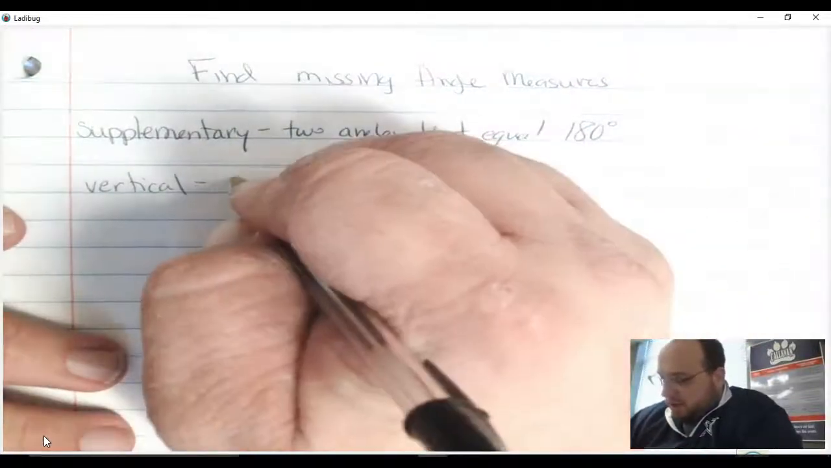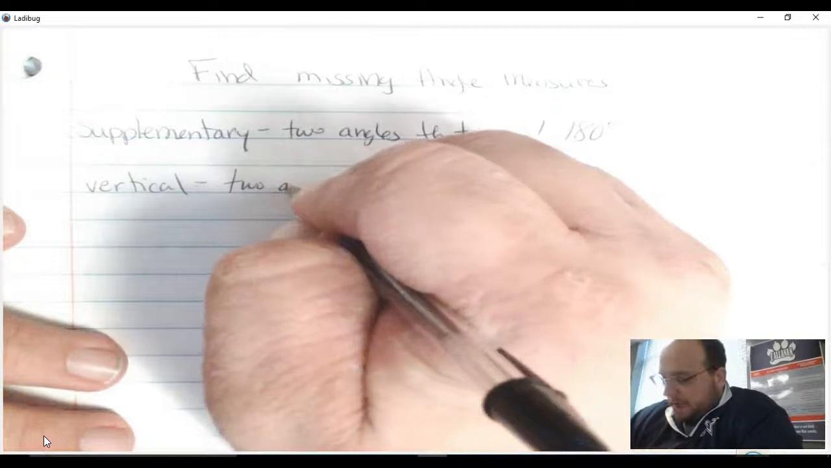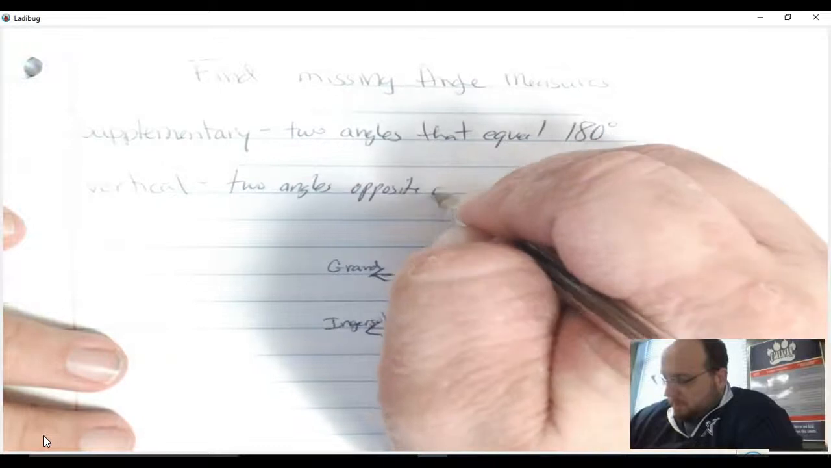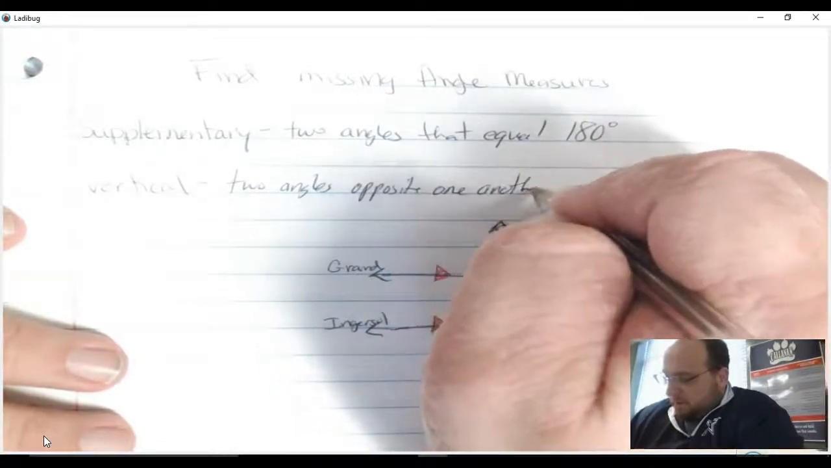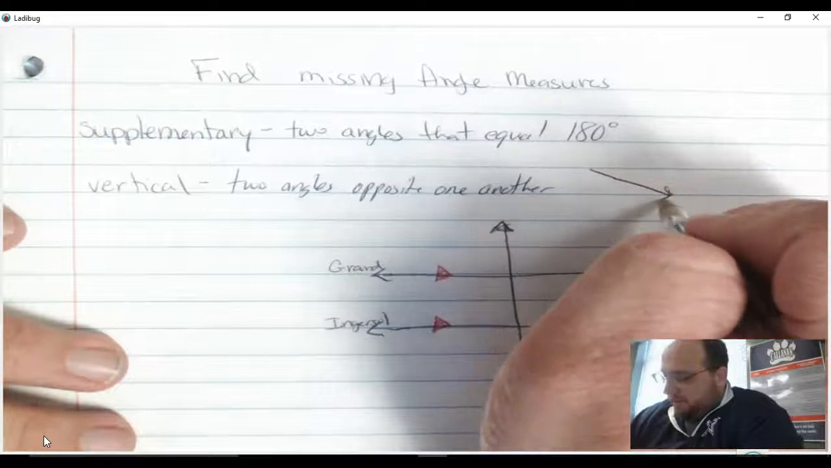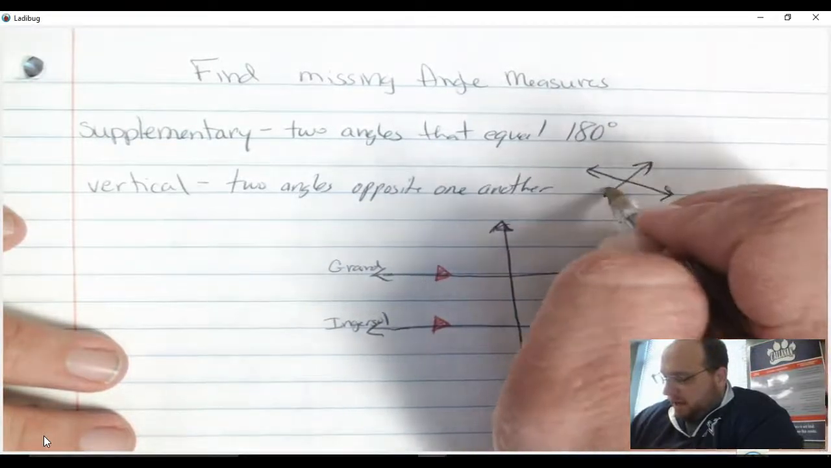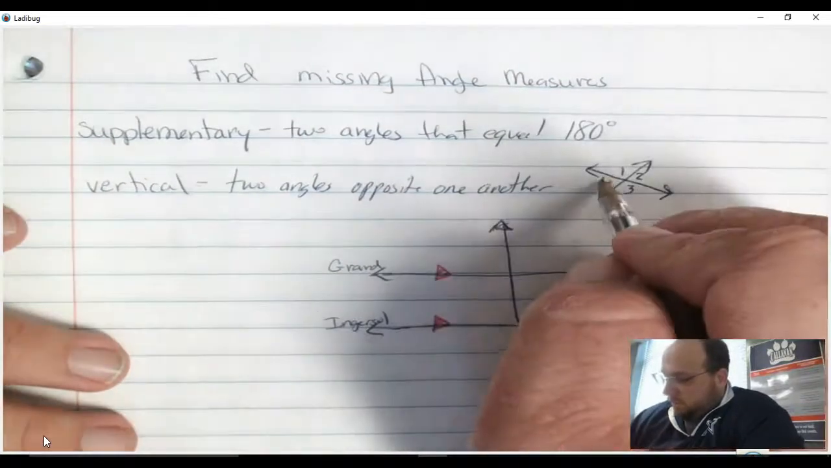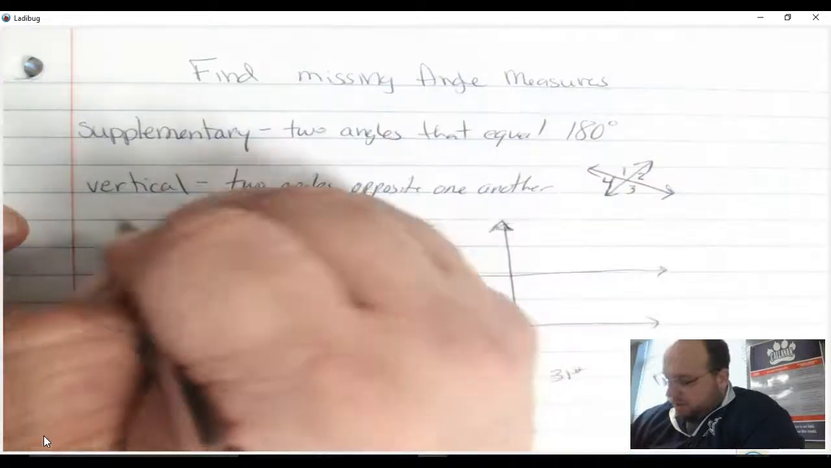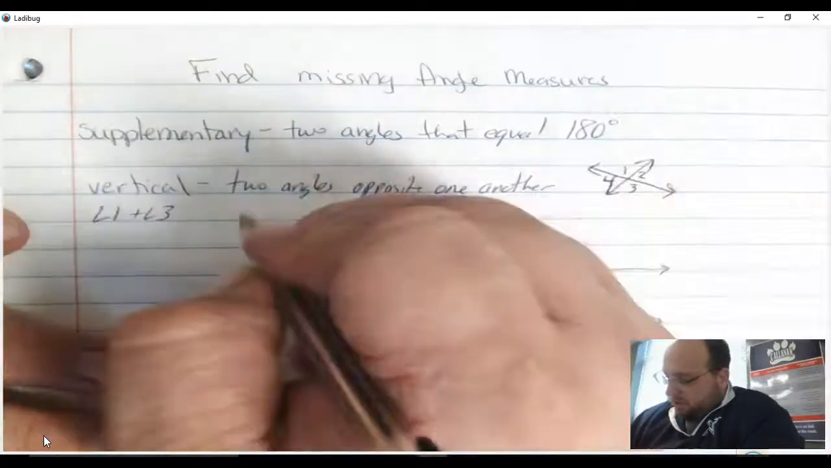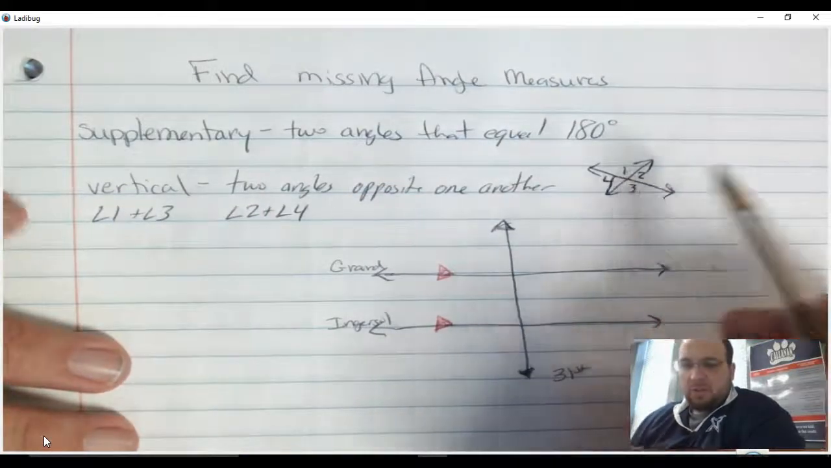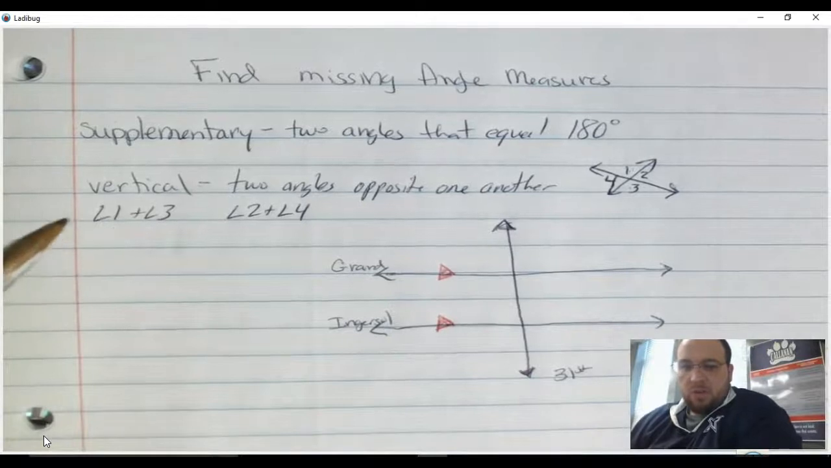Vertical angles are two angles opposite one another. So if I take a line here and another line here, and I have these angles 1, 2, 3, and 4, angles 1 and 3 are vertical angles. Angles 2 and 4 are vertical angles. See how they're opposite when the two lines are cut by one another? So they're two angles opposite one another when cut by two lines.